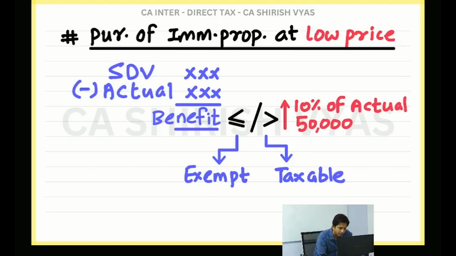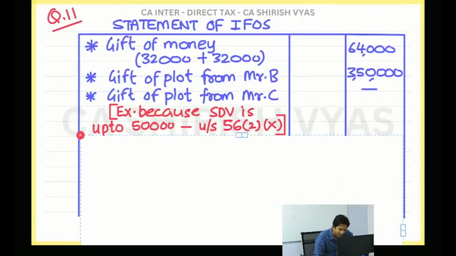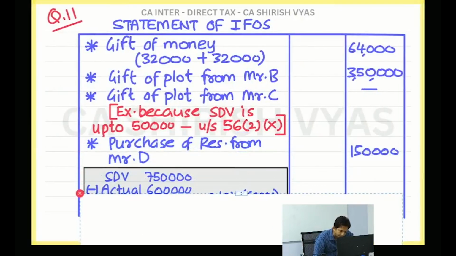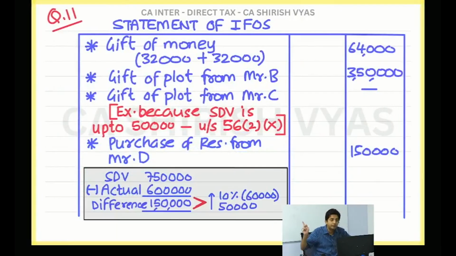So tell me how much amount I will write? 1,50,000. But see how you will present it here. Show it like this, the way I have shown. See, it is 1,50,000 only, which we calculated. Correct? But show the presentation like this.